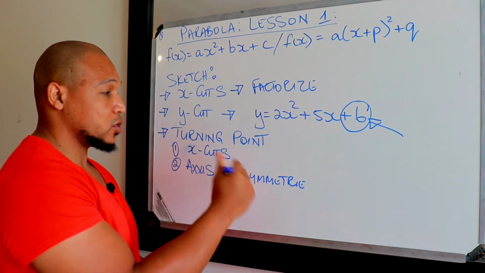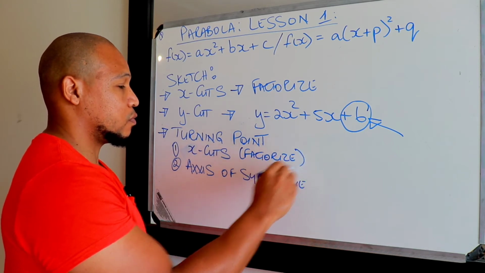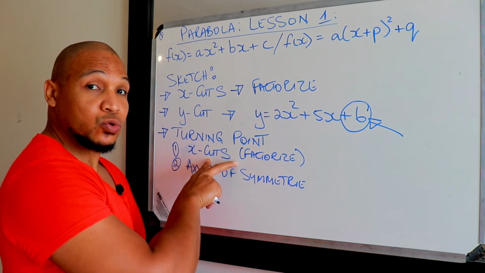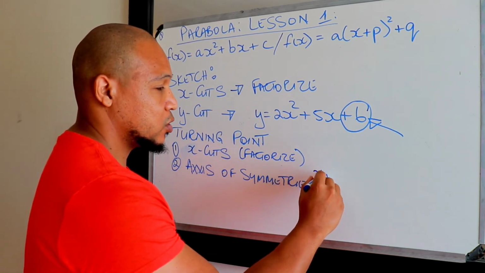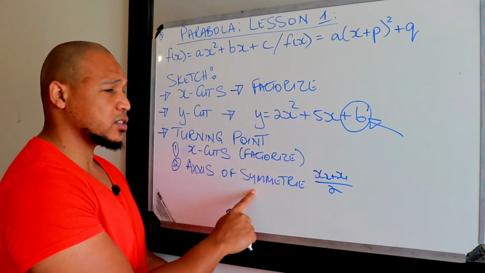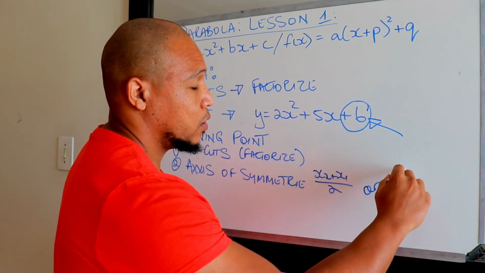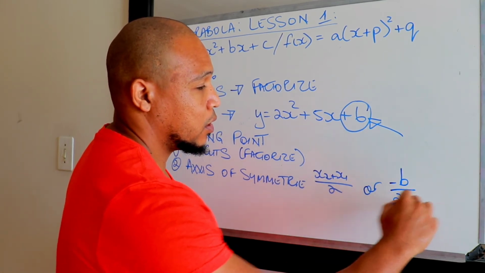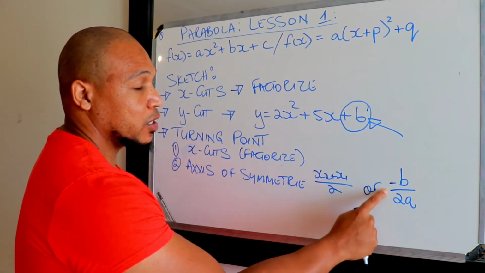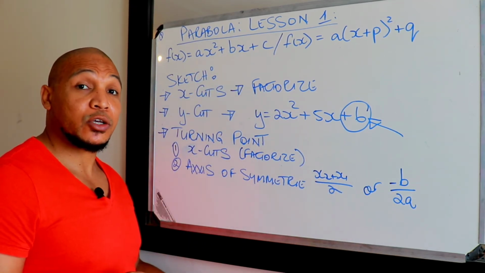Now, to get your x-cuts, obviously, factorize. Axis of symmetry, you can do two ways. When you have your two x values, you can use x2 plus x1 divided by 2 to get your axis of symmetry. Or negative b over 2a by substituting b and a directly from your equation.